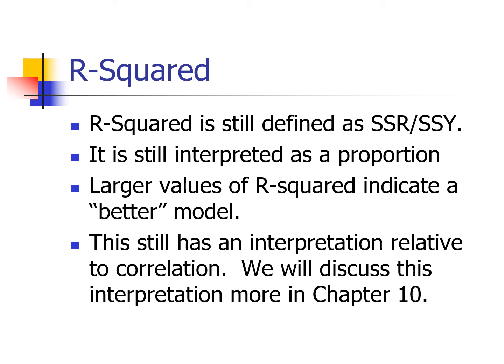The R squared is still defined as SSR over SSY. It's still interpreted as a proportion. It's still the proportion of the variability in Y explained by our now larger, more complex regression model. Larger values of R squared still indicate a better model. And this still has an interpretation relative to correlation. We'll talk about this idea of a generalized correlation in chapter 10, which I think is going to be 2 weeks from now.